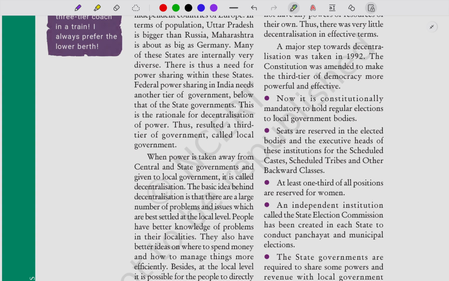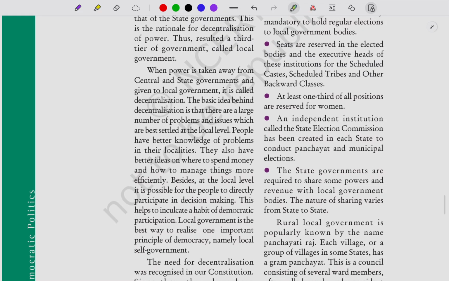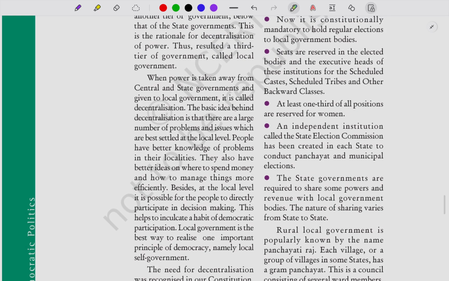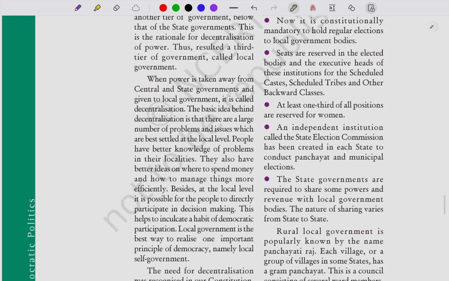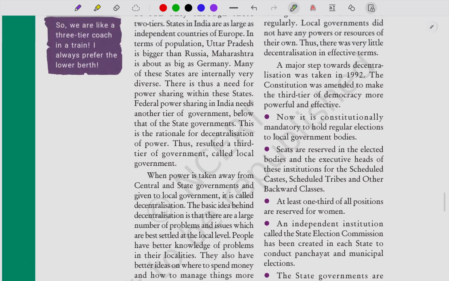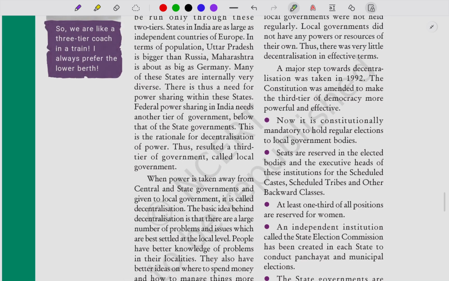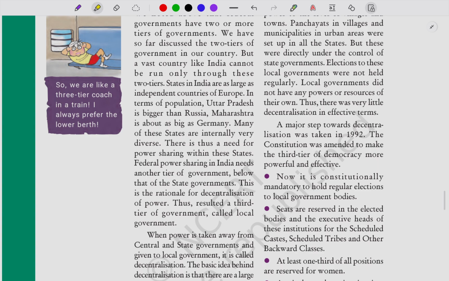Federal power sharing in India needs another tier of government below that of the state government. This is the rationale for decentralization of power. Thus resulted a third tier of government, which is called the local government. What is the need for a third tier of government? A question can come like that.